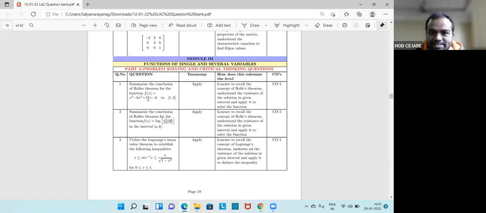...x square plus 11x minus 6 in the closed interval of 1 comma 3. Okay, this problem has to be solved using Rolle's theorem. So we will use it here.